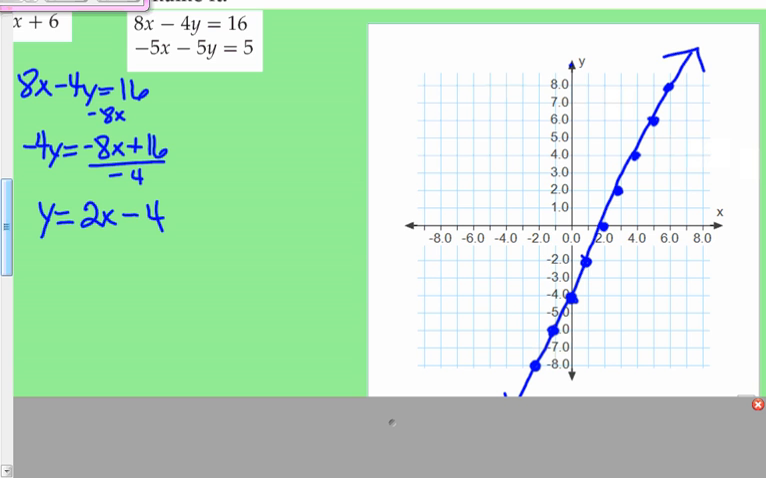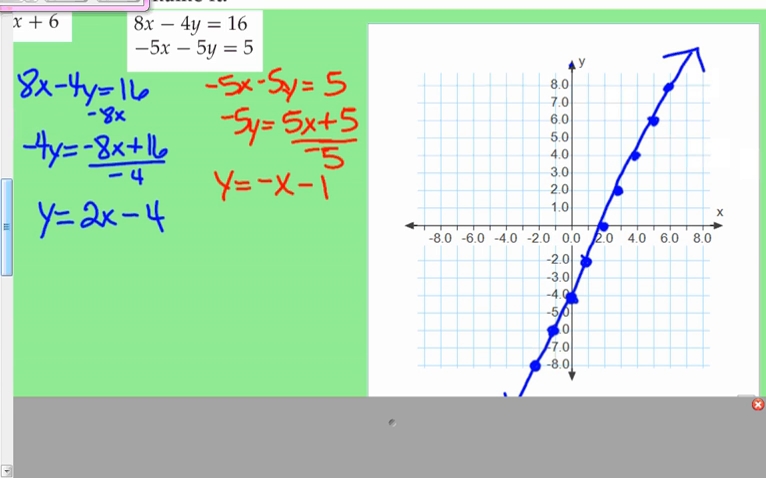Next, let's do the second line. Negative 5x minus 5y equals 5. So we'll add 5x. So you get negative 5y equals positive 5x plus 5. We have to divide by negative 5. We'll end up with y equals negative x minus 1.